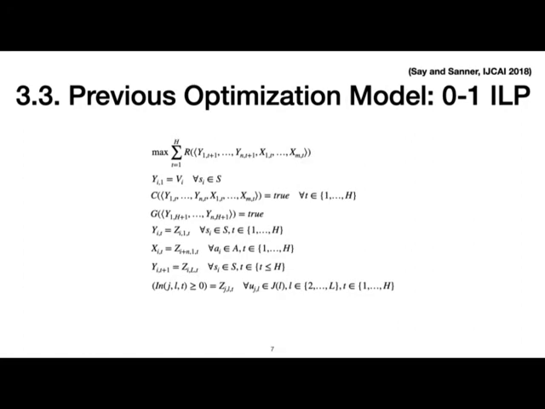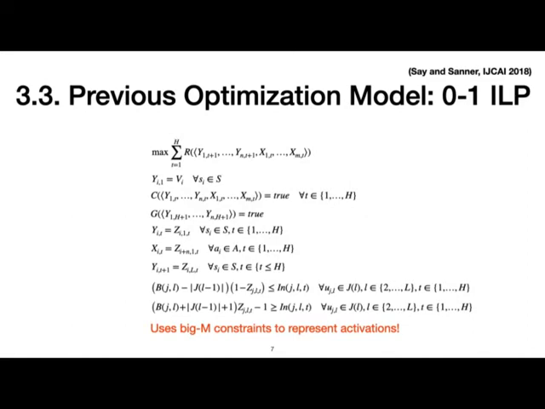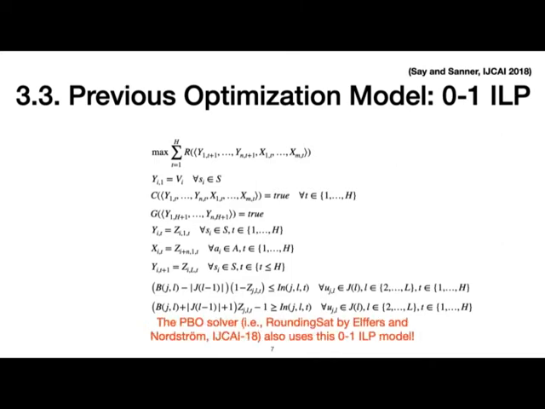Next, we cover the previous optimization models for solving the same planning problems. The first model we cover is a 0-1 integer linear programming model, which encodes the activation and deactivation of every neuron using 2 sets of big M constraints. Similar to previous work, we are going to be solving it using branch and bound solvers, as well as making use of the new advancements in pseudo-Boolean optimization technology. Namely, we're going to leverage the pseudo-Boolean optimization solver RoundingSat.